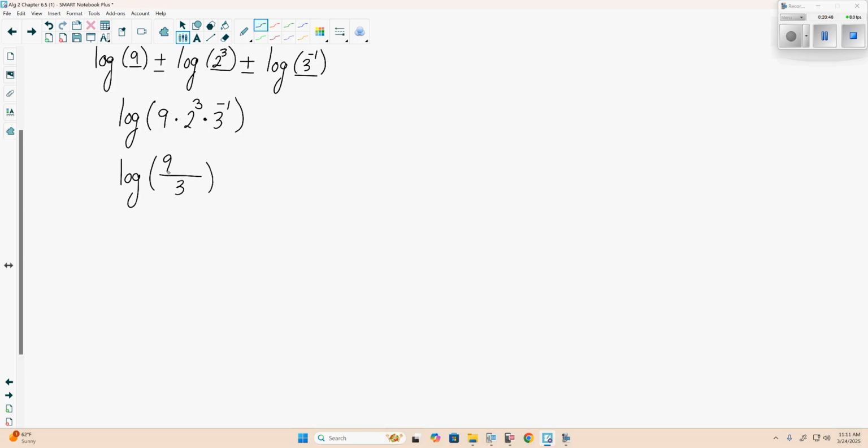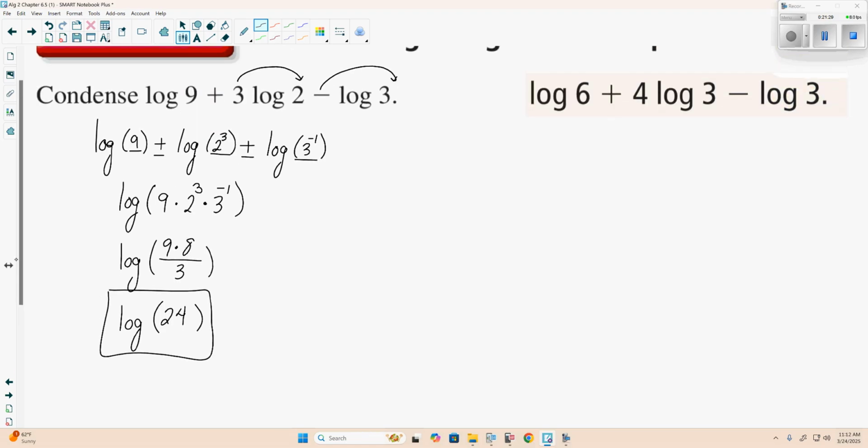On top, we do have 9. Now, 2 to the third power, we can do that. 2 times 2 is 4, times 2 is 8. Incidentally, 9 times 8 divided by 3 will simplify. This here, 9 times 8 is 72 divided by 3. Should be 24. So log of 9 plus 3 log of 2 minus log of 3 is the same as log of 24.